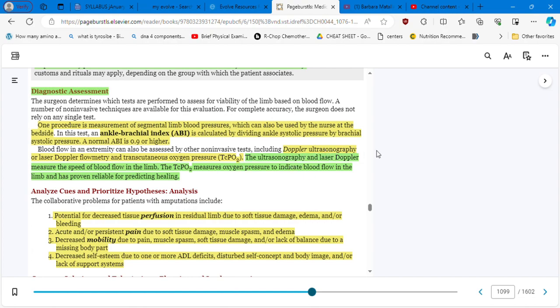Doppler ultrasonography or laser Doppler flowmetry and transcutaneous oxygen pressure also are non-invasive tests. The ultrasonography and laser Doppler measure the speed of blood flow in the limb, and the transcutaneous oxygen pressure measures oxygen pressure to indicate blood flow in the limb, and it has proven reliable for predicting healing.